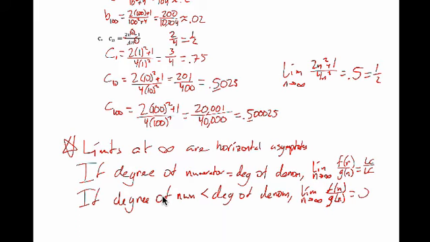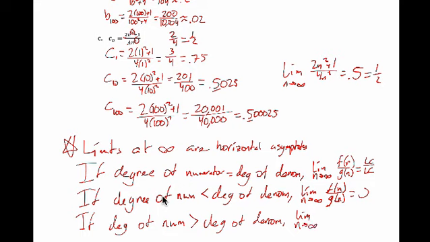Finally, if the degree of the numerator is greater than the degree of the denominator, then we say the limit doesn't exist. So the limit as n approaches infinity of f of n over g of n does not exist. It doesn't really make a difference if we're using x. And I'm going to use the letters DNE, does not exist.